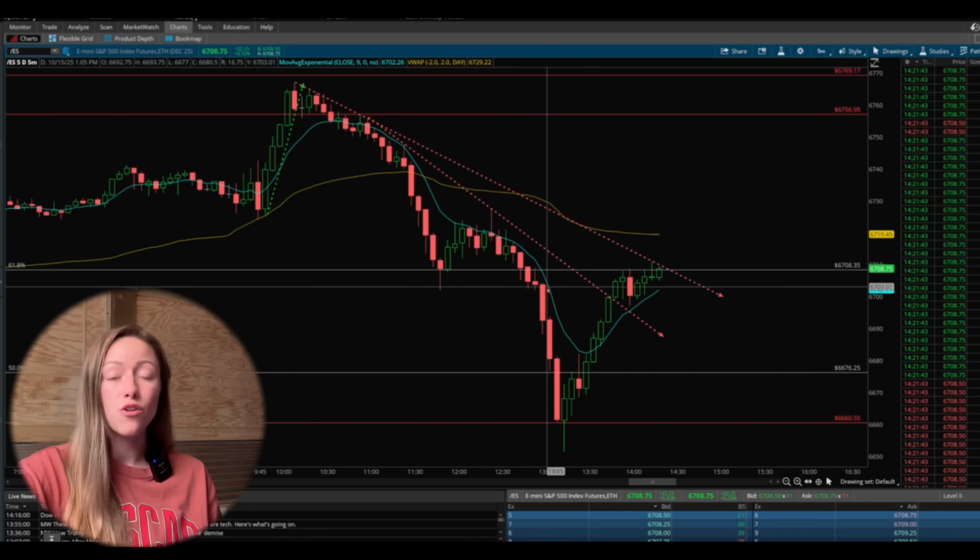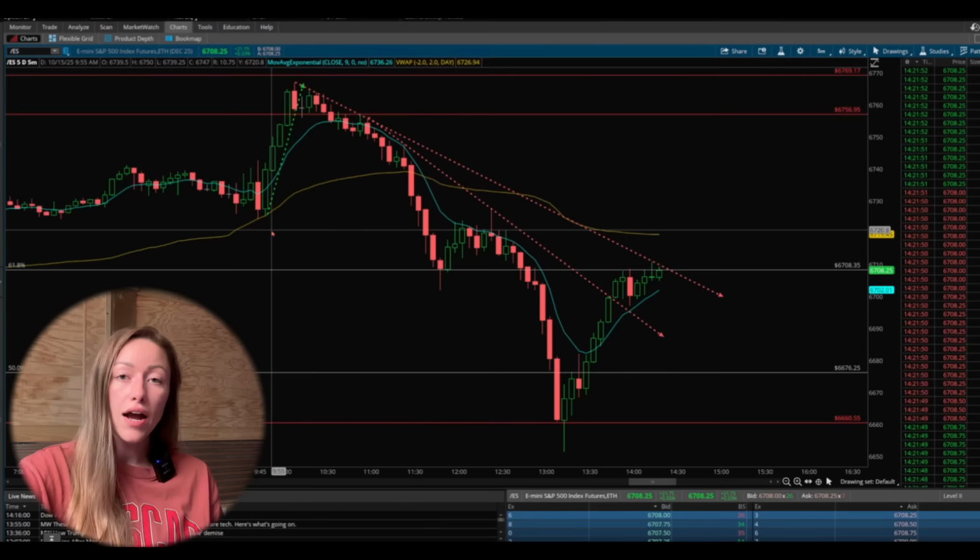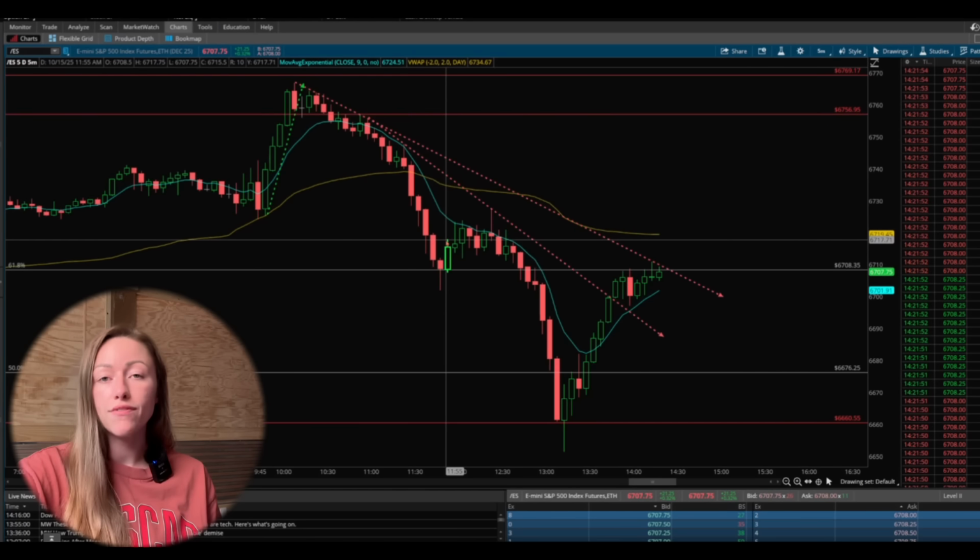Also, trend lines are very rarely going to work if you're underneath the 5-minute because you're going to get chopped out. You're going to get faked out. Do not go underneath the 5-minute, okay? 10 a.m. or after, avoid anything under a 5-minute time frame.